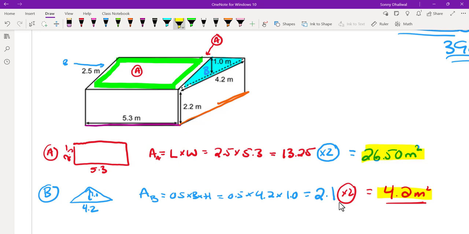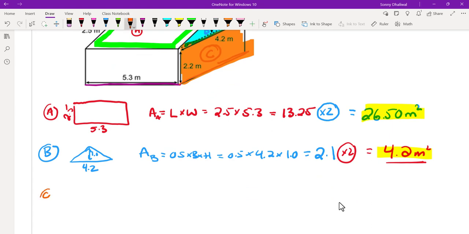Now we need to do the C, the main story, whatever you want to call it. The bottom floor, because that's the attic. The attic is done. So the main floor. Let's start off with this side. What shape do we have here? A rectangle. We'll call this side C. How big are the length and the width of the rectangle? 2.2 and 4.2. There you go. Area of side C.